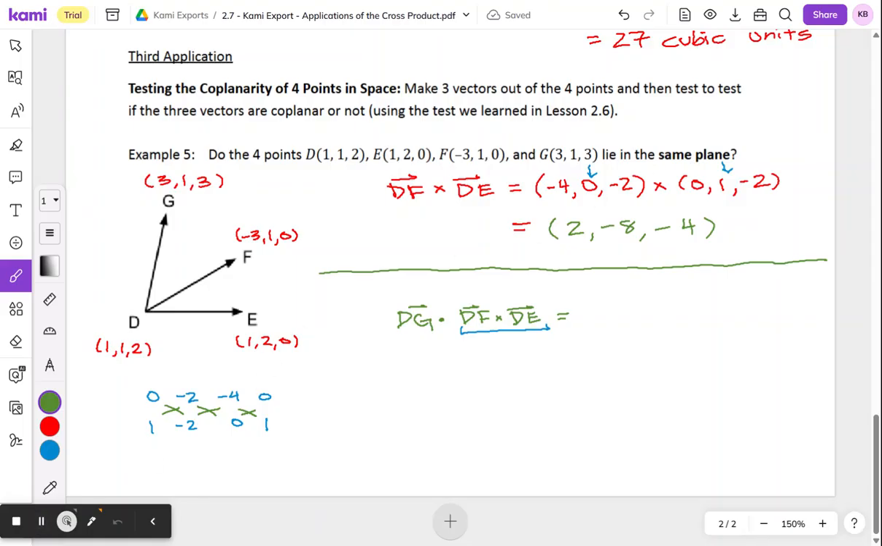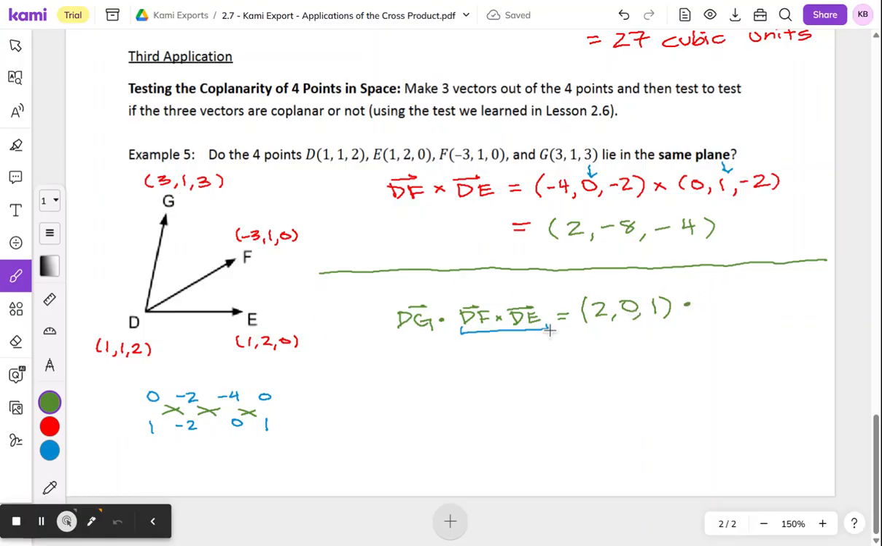Okay, I've come back and I identified vectors DF and DE. All right. Then I did my calculation over here to find their cross product. So we have a vector here as the cross product, 2, -8, -4. All right. So now what I'm going to do is I am going to identify vector DG. All right. So 3 minus 1 is 2. 1 minus 1 is 0. 3 minus 2 is 1. Okay. So that's my vector DG.